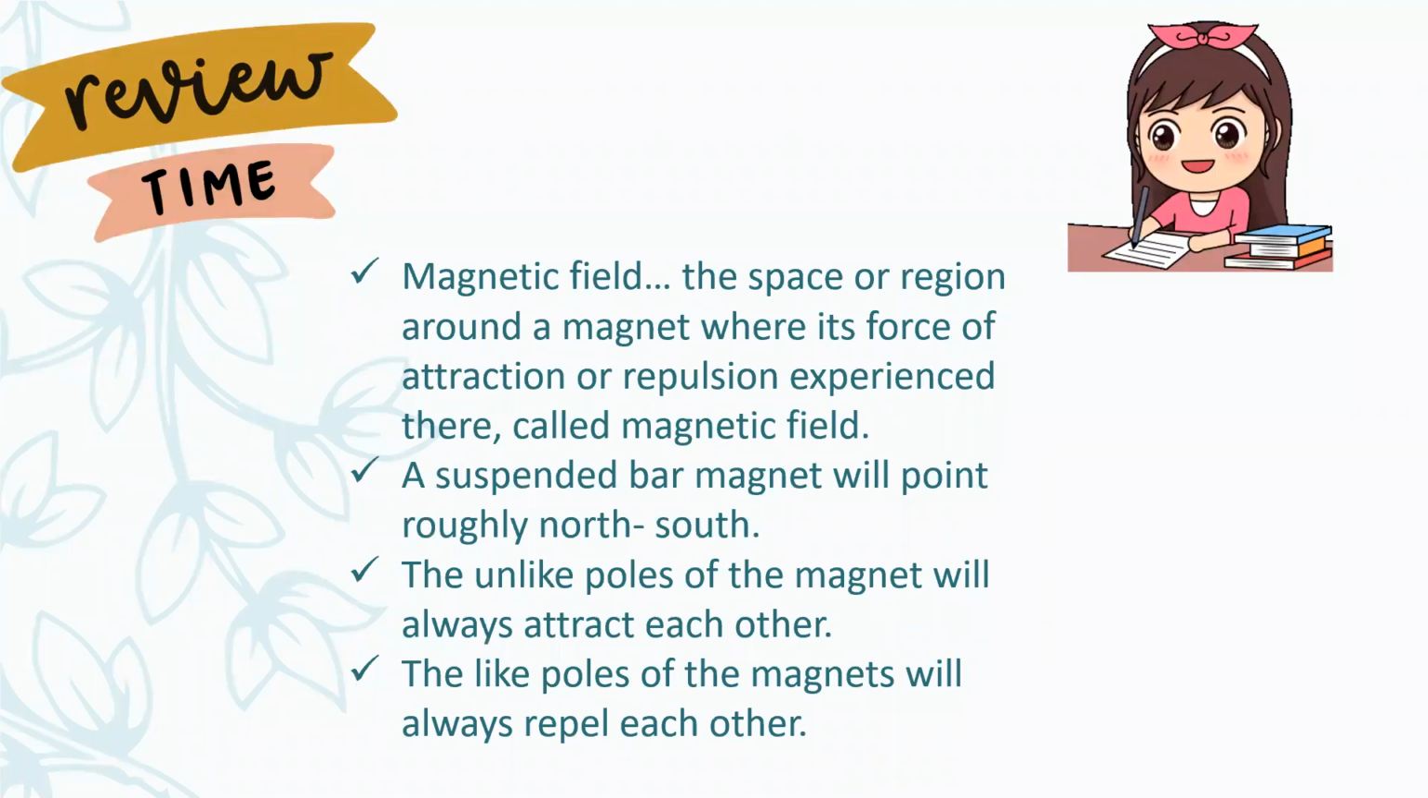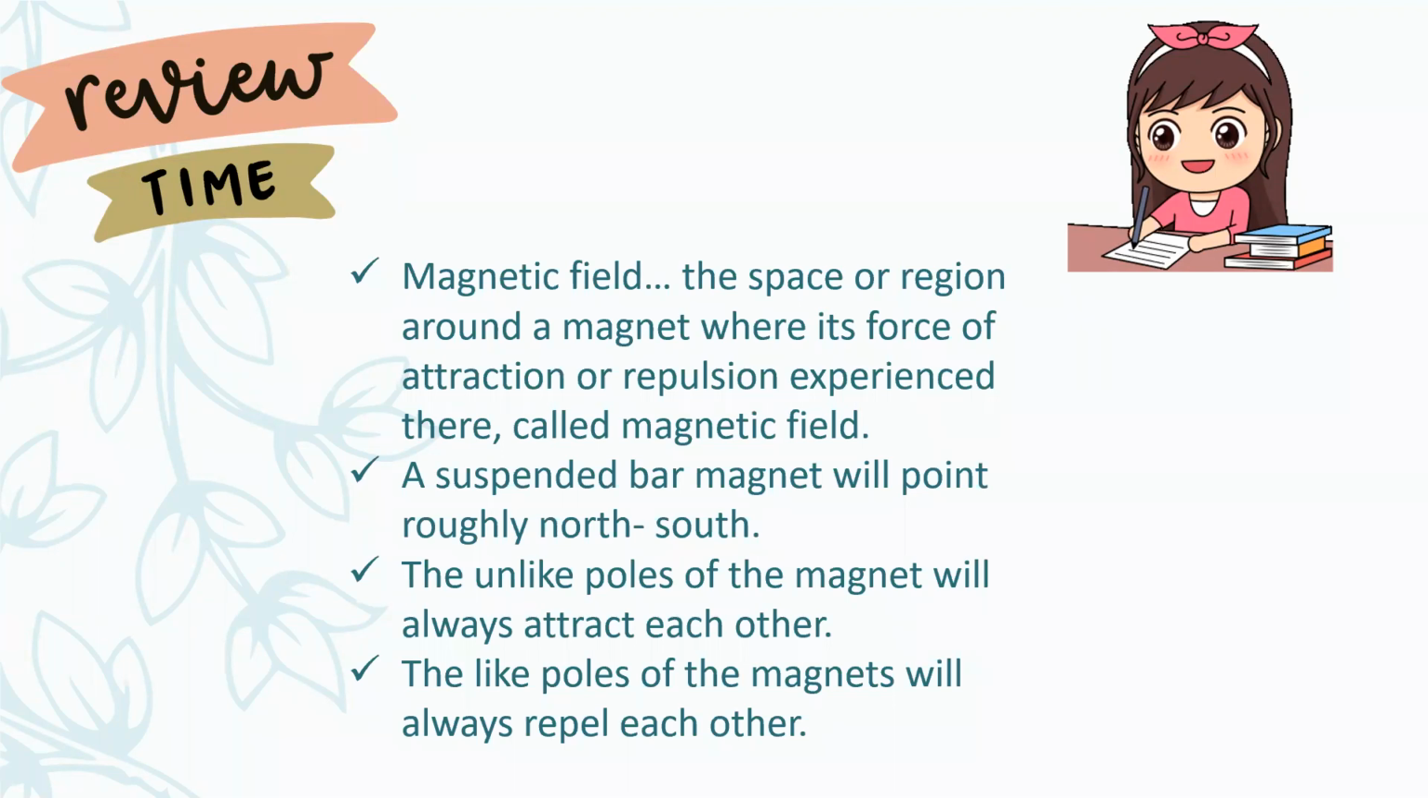Previously, we were talking about the magnetic field, the space or region around a magnet where its force of attraction or repulsion is experienced. That force of attraction or repulsion is called the magnetic field. Then we were talking about the suspended bar. If a bar is suspended, then it will point roughly north-south. The unlike poles of the magnet will always attract each other, whereas the like poles will always repel each other. This is the review of your previous lecture. I hope that you all know about that lecture.